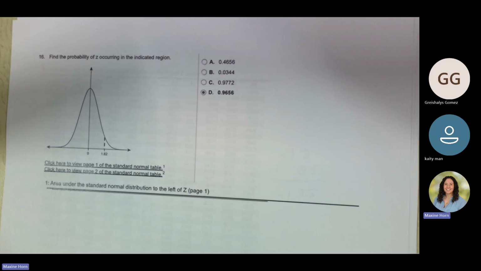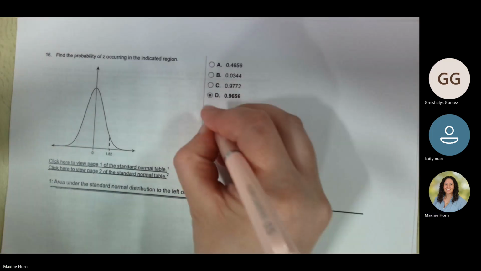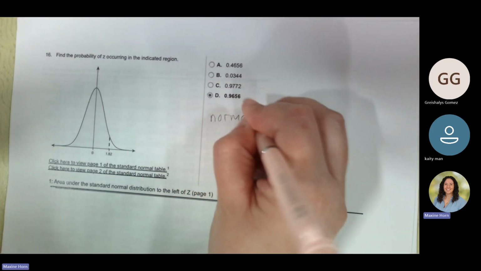Right, number 16. Find the probability of Z occurring in the indicated region. So what they've done is they've given us the graph of what they're doing, so instead of us having to create the graph, they've given us the graph. Okay. So they've given us our z-score. Again, we can use the chart, or we can use normal CDF.